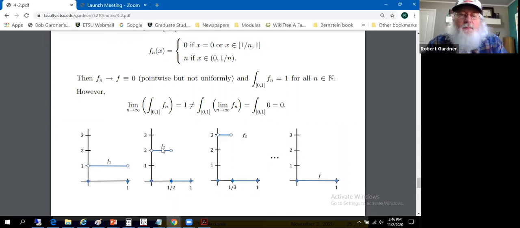For f sub 2, we're going to have it take on the value 2 on the interval from 0 to a half and let it be 0 everywhere else. Well, now the area under it is still 1. It's 2 units high and a 1/2 unit wide. Area under it's 1. Go to f sub 3, height of 3 on the interval from 0 to a third. Okay, it's getting narrower, but it's getting taller as well, and the area under this curve still remains 1.